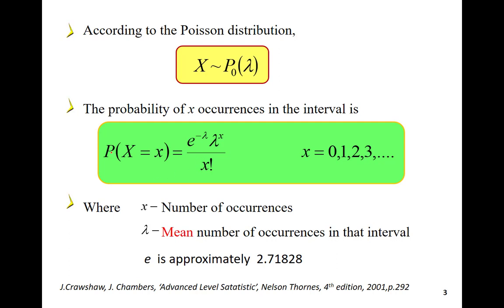The formula will be P(X = x) equals e to the power of negative lambda, lambda to the power of x, over x factorial, where x is the number of occurrences, lambda is the mean, or equals the expected value or average. e is approximately 2.71828, or you can simply press it on your calculator.